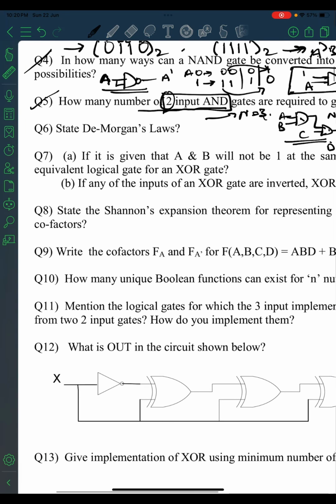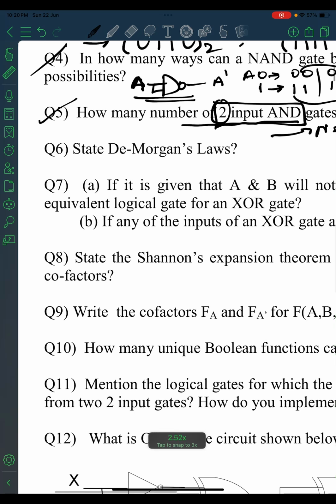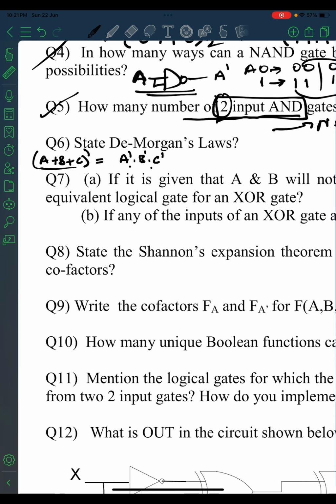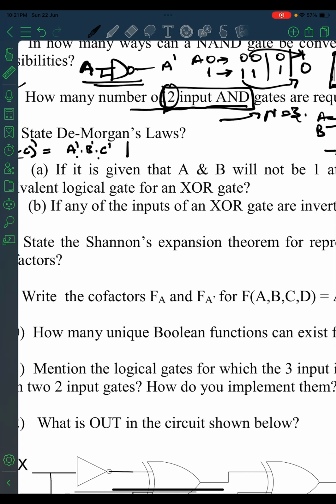Now state De Morgan's law. The De Morgan's laws we study from childhood, from the 10th class itself. There in sets we have De Morgan's law. In a similar way, what is A plus B plus C whole complement? For the three input case, it is equal to A dash dot B dash dot C dash. Here the OR will be replaced by the AND, and the complement for the whole thing is distributed to individual logical elements, and this is the first De Morgan law.